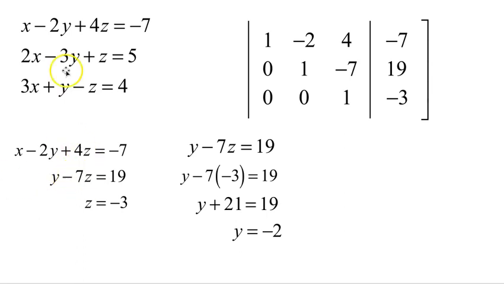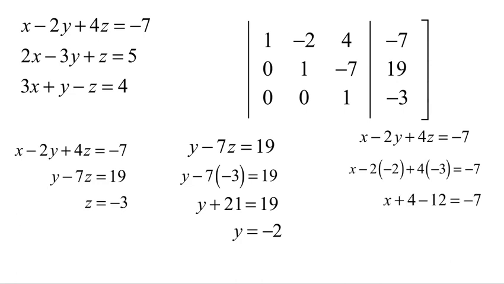And then we'll finish by going to the top equation. x minus 2y plus 4z is negative 7. We're going to plug the negative 2 in for y and the negative 3 in for z, which will give me x plus 4 minus 12 equals negative 7. 4 minus 12 is negative 8. x minus 8 equals negative 7. Add 8 to both sides, 8 minus 7, and we would get x equals 1.